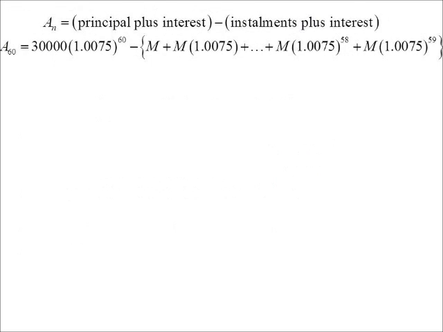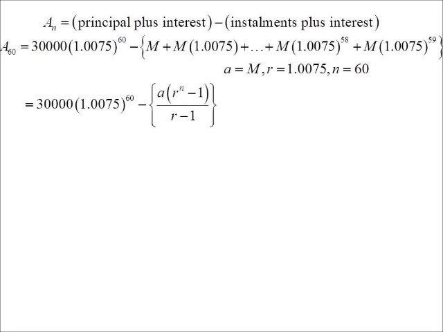Amount owing will always be principal plus interest minus instalments plus interest. So amount 60 will be 30,000, 1.0075 to the power of 60 minus that particular series. Okay, well, that series, A is M, what we're trying to find out. The interest rate, or R, is 1.0075. N is 60. There's our formula.